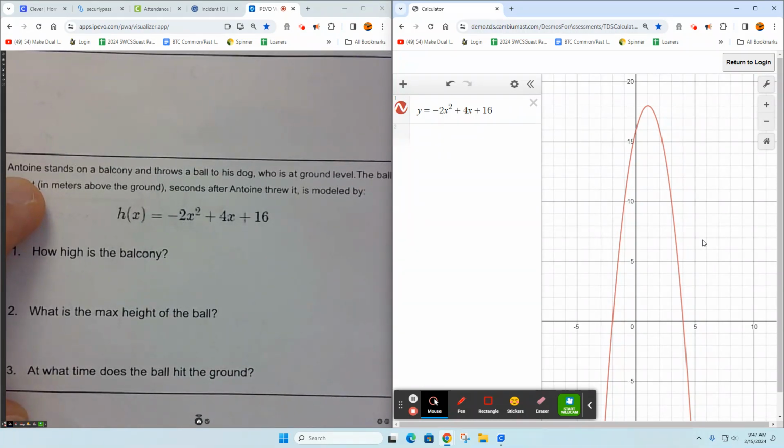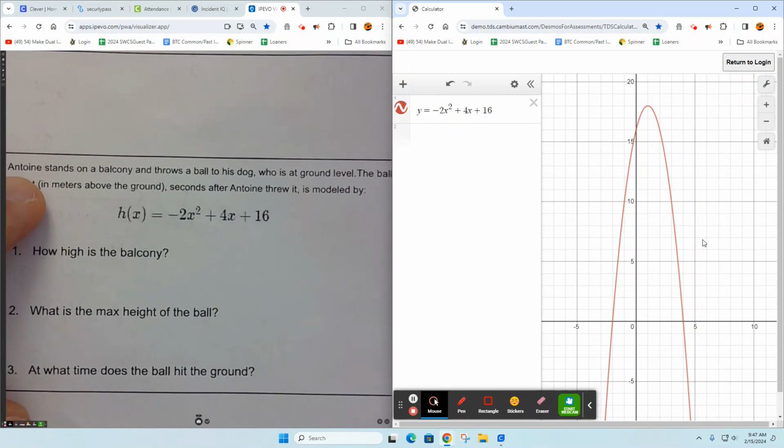Okay. And Antoine stands on a balcony and throws a ball to his dog, who is at ground level. The ball's height in meters above the ground, seconds after Antoine threw it, is modeled by this red graph here. That's a weird way to spell that. I know. Am I reading that right, you think? Antoine. Excuse me. Okay.